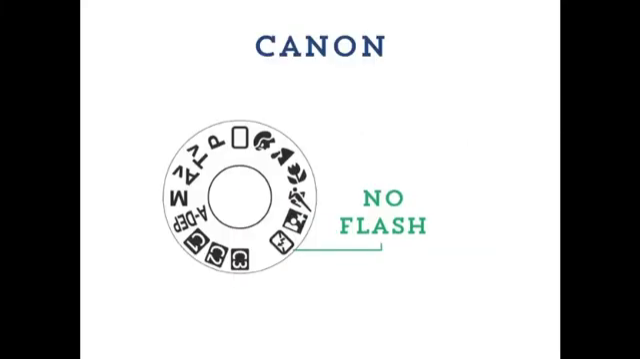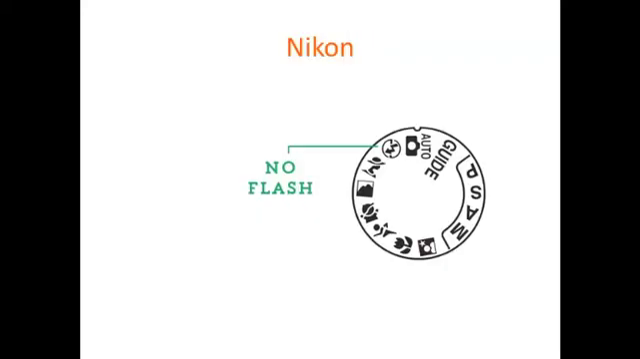The last thing you'll find on your dial is the no flash mode, which is just a little lightning bolt arrow crossed out, and that just means that you're able to turn off your flash and not use your flash if you don't want it on. It's the same thing on the Nikon.